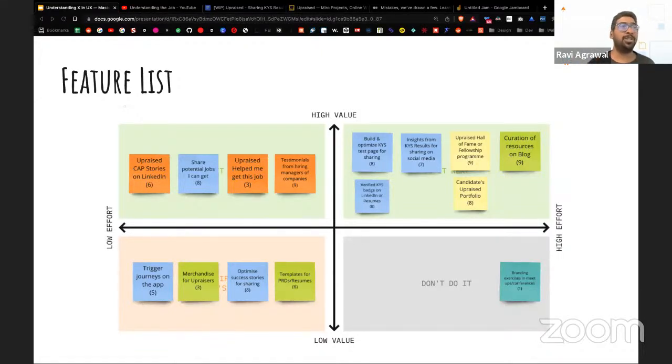Testimonial from hiring managers of different companies. That is high value because at the end of the day, if the hiring manager is talking about the quality of the person, there is no other higher qualitative metric that can tell you about the quality that is going on in the program altogether.